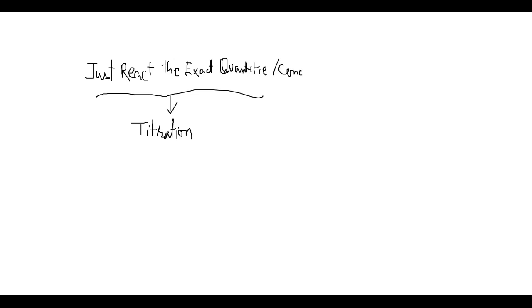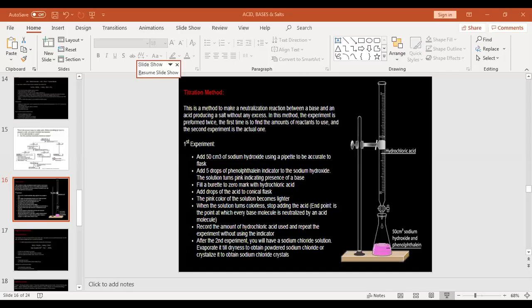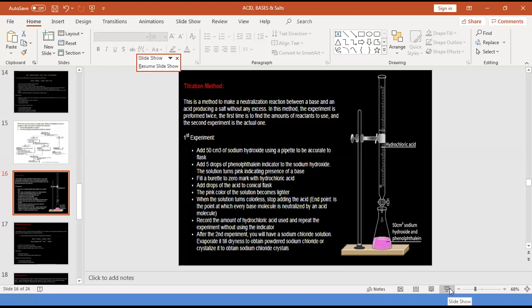I will request you, beta, can you please read out the slide that is found in front of you? That one. बेटा इसको जरा पढ़िए.